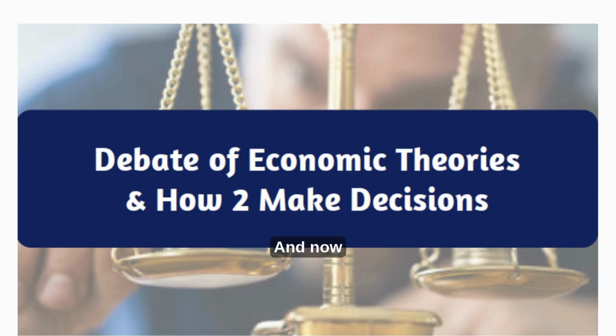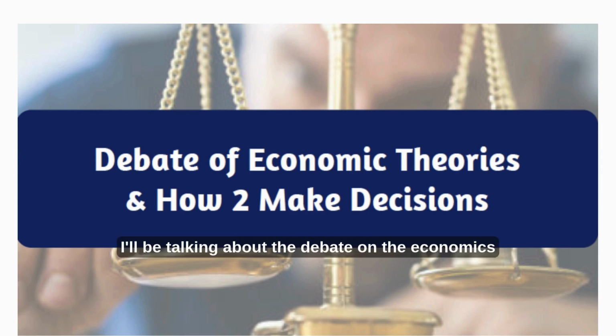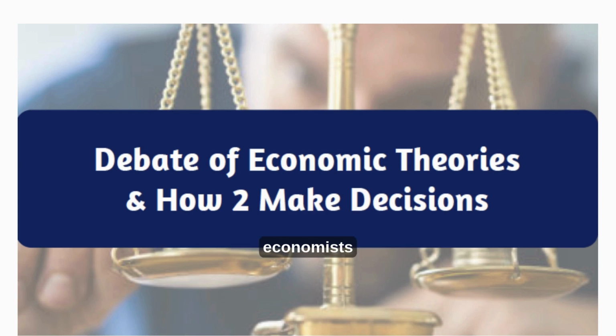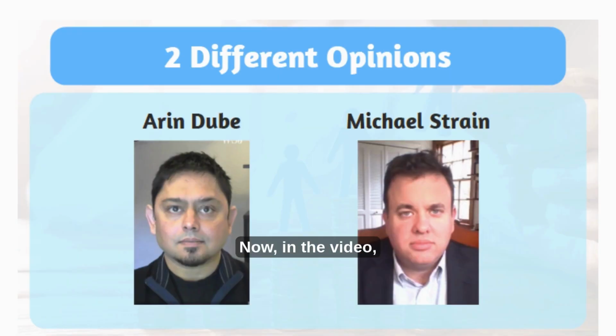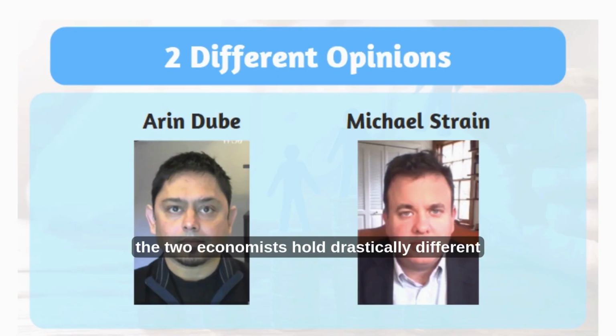And I'll be talking about the debate of economics theories, like the theories that the two economists provide, and also how to make decisions when even the experts are divided amongst themselves. Now, in the video, the two economists hold drastically different opinions. The one on the left, Aaron Du, believes that a wage increase would not affect the job market significantly, negatively. And the other one would say otherwise.